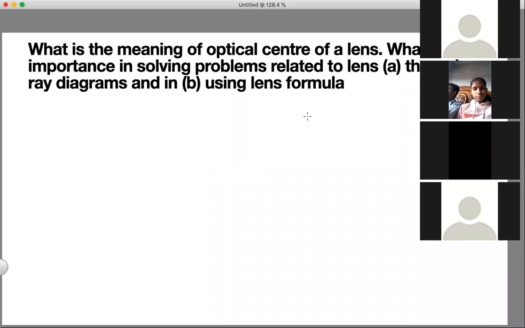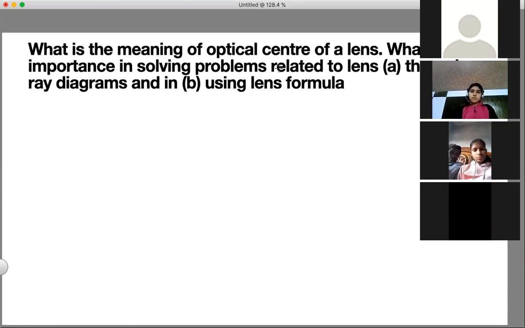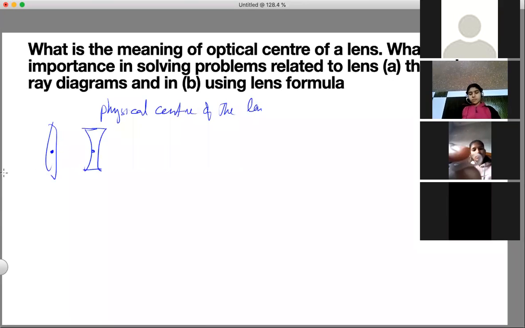What is the meaning of optical center of a lens? ऑप्टिकल सेंटर क्या होता है लेंस में? Tell me. Center of the lens. Yes, the physical center of the lens, right? The physical center of the lens. ठीक है, तो अगर ये हमारा लेंस है तो ये, या फिर ये हमारा लेंस है तो ये, right? It is in the lens. Okay.